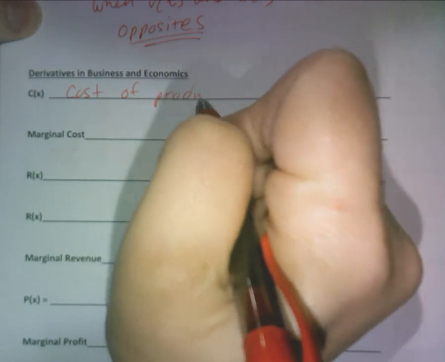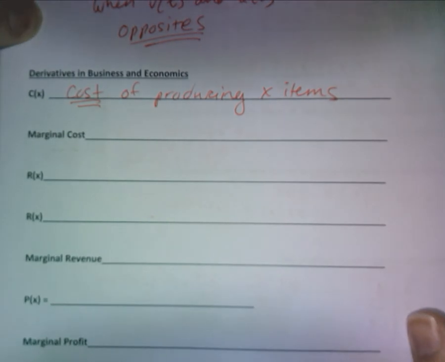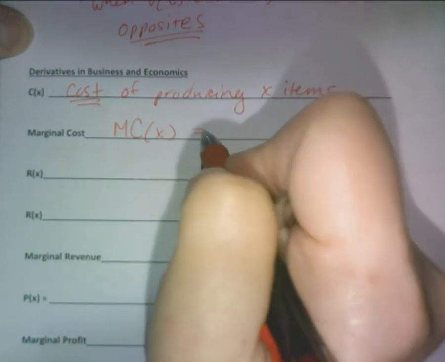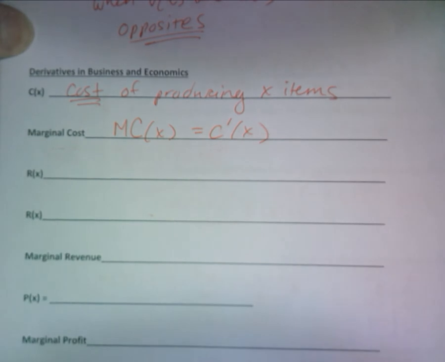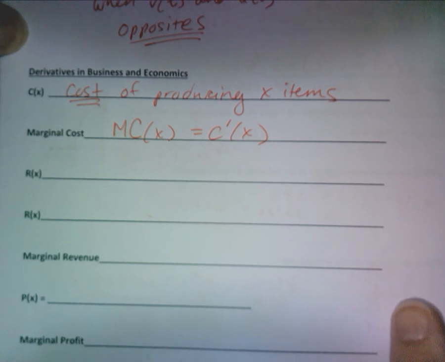C of X is your cost of producing X items. Cost, that's what C of X means. It's your cost function. Your marginal cost is referred to as MC of X, which is the first derivative of the cost function. It's the rate at which your cost function is changing. That's what marginal cost is. How fast is it changing, or how slow is it changing, whatever.